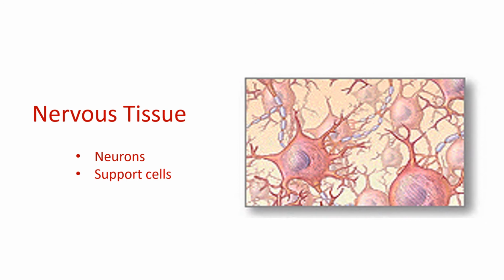That brings us on to our third type of tissue, nervous tissue. And again, as we said, this isn't all about a specific cell type. In nervous tissue, we have a lot of neurons, but we do have some support cells that have vital functions as well.